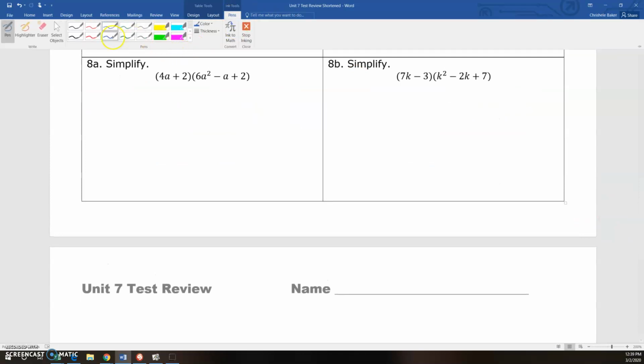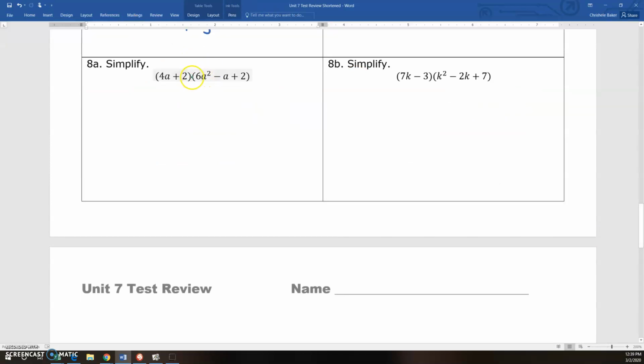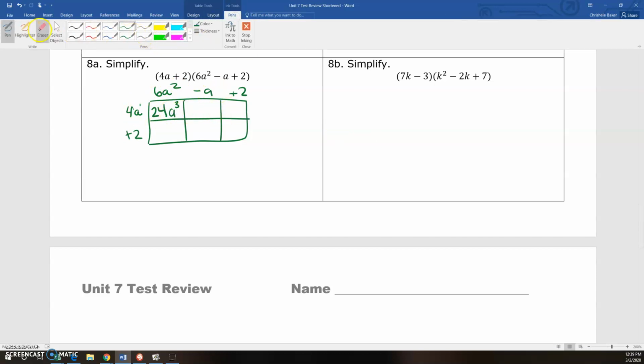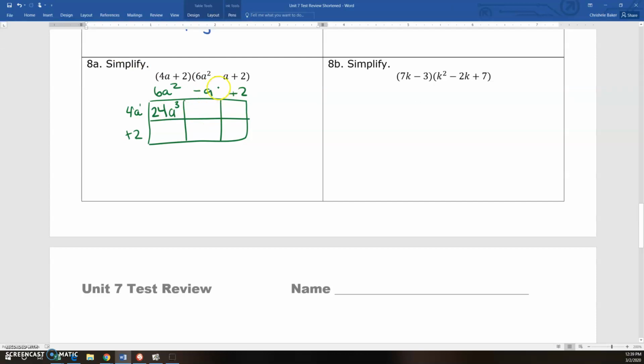Okay, I am multiplying here. I know I'm multiplying because there's no plus or minus in between the parentheses. I have a binomial times a trinomial. So I'm going to set up a box, but I'm actually going to have 6 boxes. So this is 4a plus 2, and this will be 6a squared minus a plus 2. So 4 times 6 is 24. This is really a to the first. That's just an a. Sorry, that kind of looked like a 9, and then I was confused.